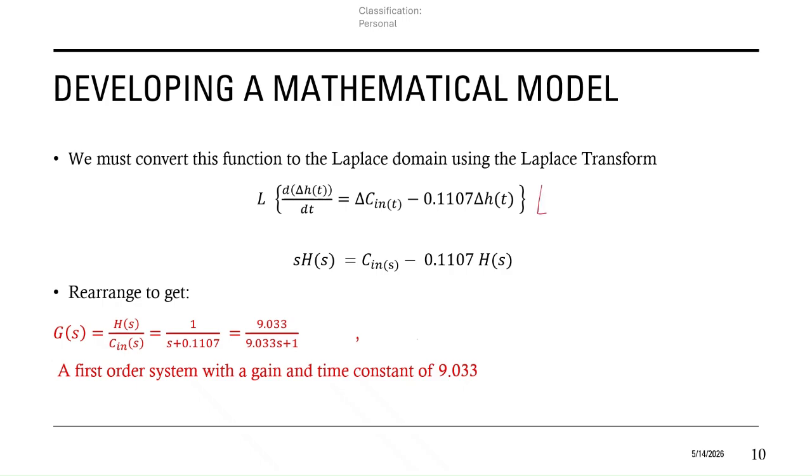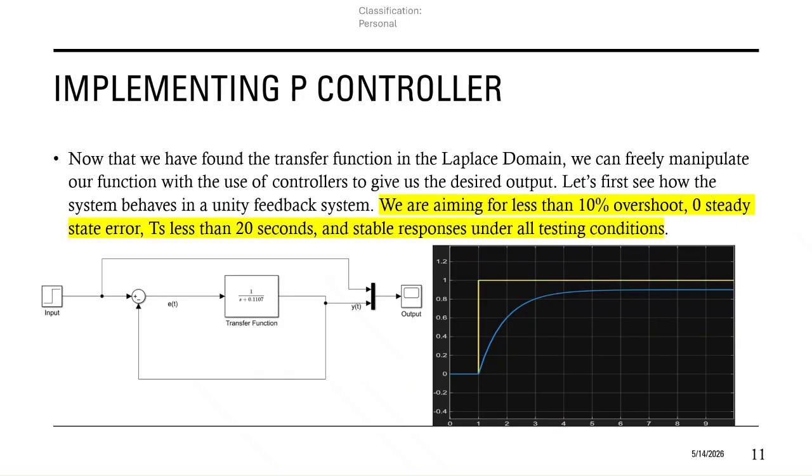Now if you remember in chapter 1, the Laplace transform of df of t by dt is equal to s times F of s minus f of 0, which is this. After rearranging, we can get the transfer function to equal 1 over s plus 0.1107, giving me a gain and time constant of 9.033. And now that I have found the transfer function in the Laplace domain, before I apply the P controller and the PI controller, I want to analyze how the system behaves without any controller. I do this using MATLAB.